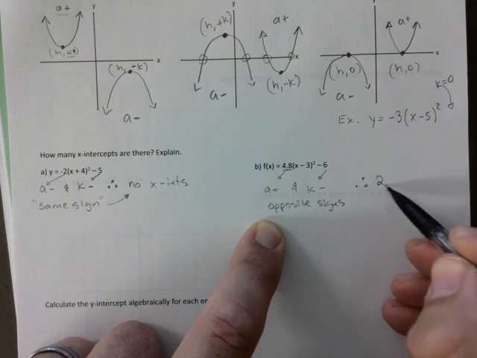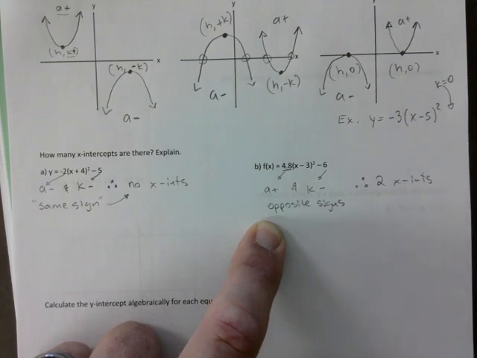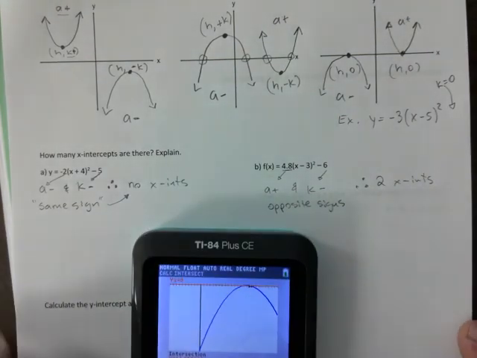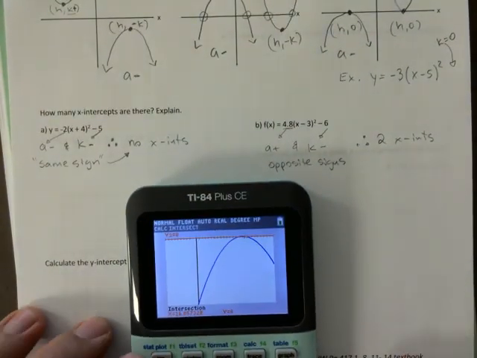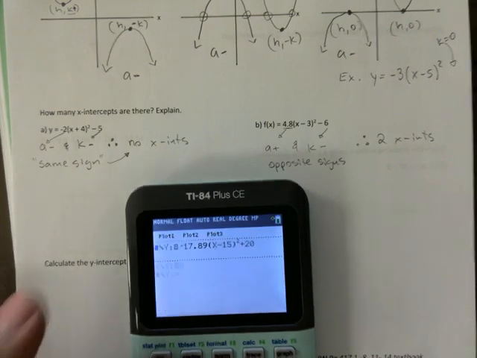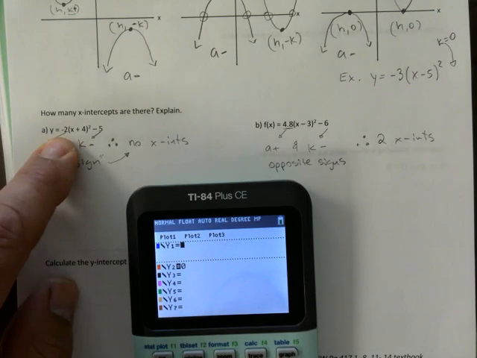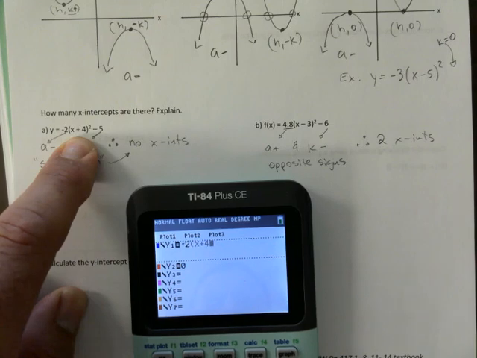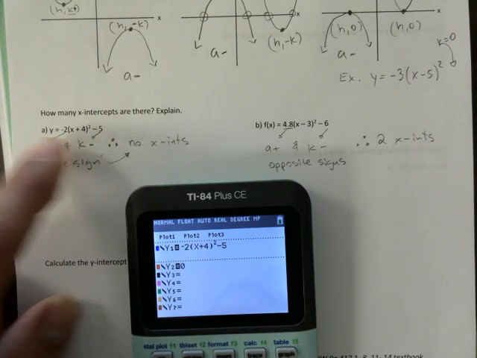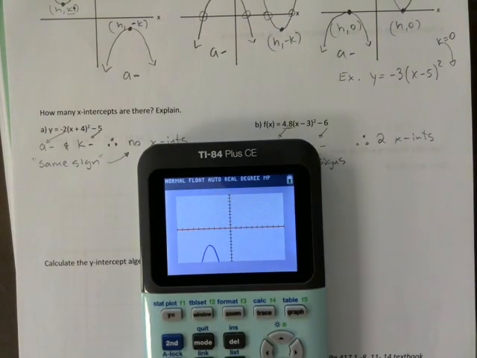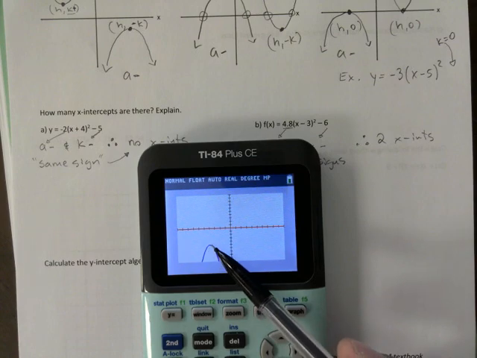Therefore, 2 x-intercepts. You could enter it into a calculator and figure out, right? I'm going to do it at least with 1, so you don't just take my word for it. Zoom standard, I'm going to clear that. Let's type this one in, negative 2 times (x plus 4) squared minus 5. I went to a standard zoom, by the way. There it is. You can tell it's never going to happen.